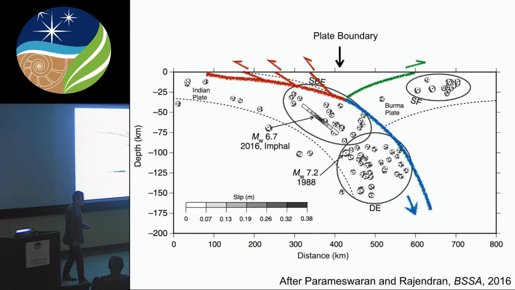This is a simplified fault structure here. In this part, this is sort of an accretionary wedge, and it can host a lot of earthquakes. Unfortunately, the town Aizawl is located here. So this is an area where an earthquake won't surprise you.